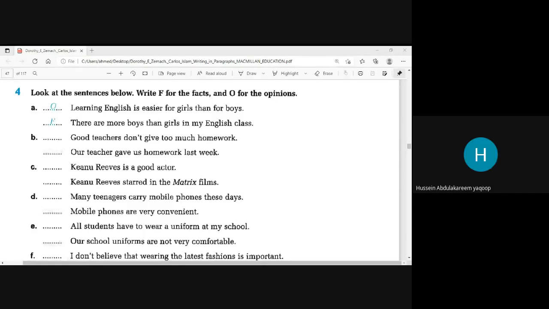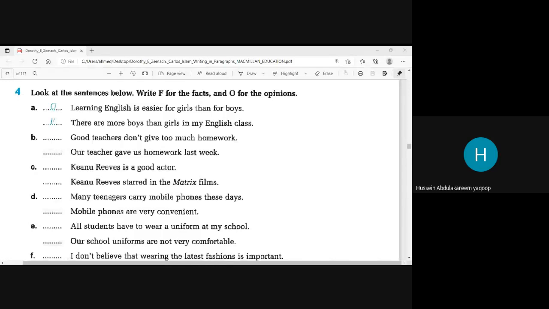All students have to wear uniform at my school. Fact. At my school, fact. So it is fact. But if we say all students have to wear uniforms and then we stop, maybe this is an opinion. But when the writer specified "at my school," it became a fact, because all students are committed to wearing the uniform. This is why it is a fact.